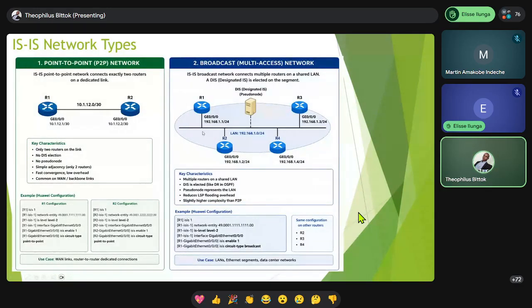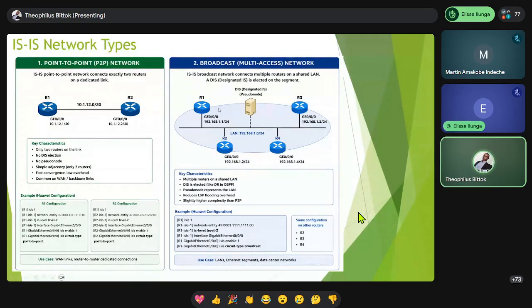So, as I told you, we have two network types, that is the point to point and the broadcast. Point to point is just the link between the two routers, and for this one there will be no DIS. There is no DIS election. DIS election is only done on the broadcast.